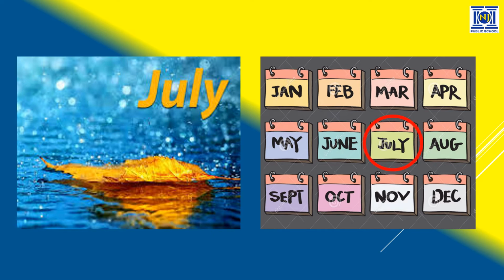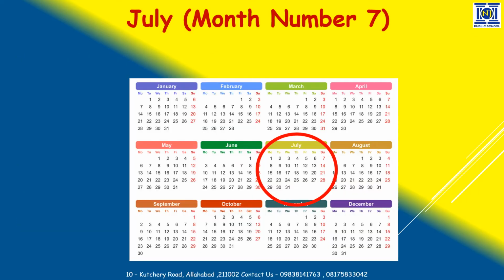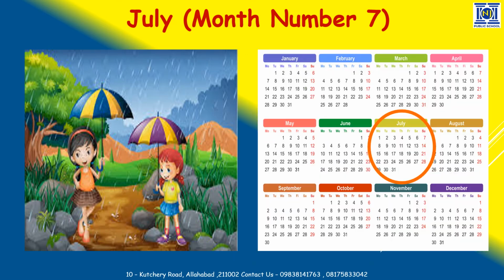July. Next month is July. The month of July is represented by the number 7. Children, can you see over here the date I have written? 8/7/2020. So how will you read this date? It's 8th July 2020. And what happens in the month of July? Yes, it starts raining.